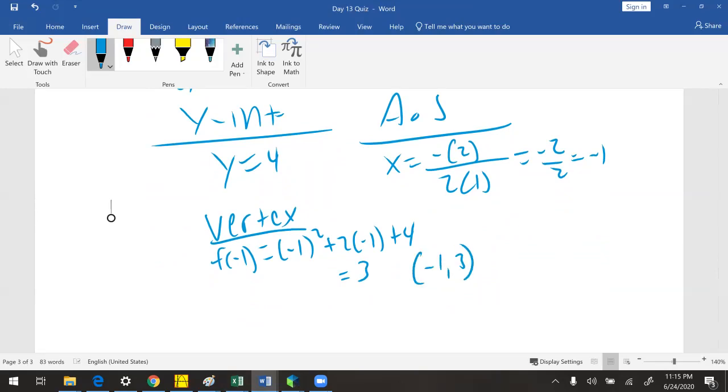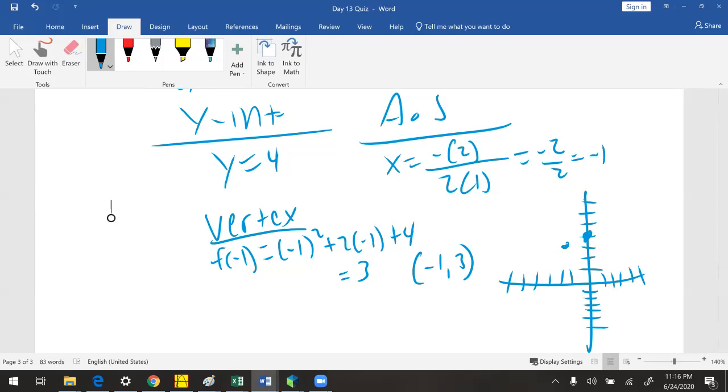Let's graph it real quick. So negative 1, 3 is your vertex. It's right there. The y-intercept is right there.